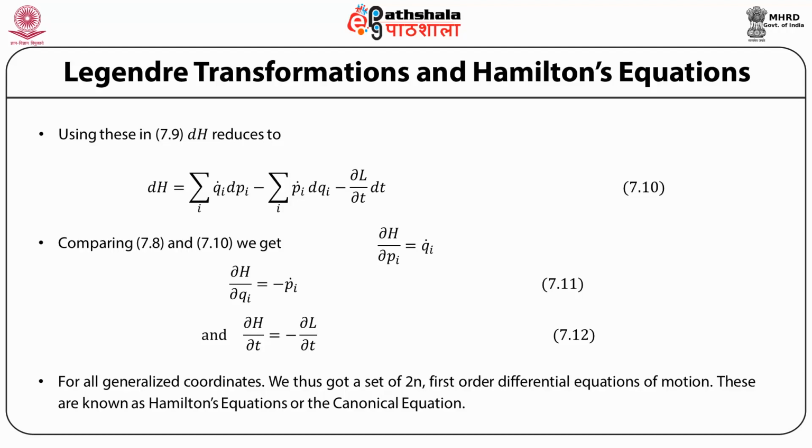The advantage or the difference of these equations of motion as compared to the Lagrangian equations of motion is that these equations are first order differential equations, whereas the Lagrangian equations are second order differential equations. But the price we have to pay to go from a second order differential equation to a first order differential equation for the equation of motion is to double the number of equations of motion. So this set of equations is known as Hamilton's equations or the canonical equations of motion.